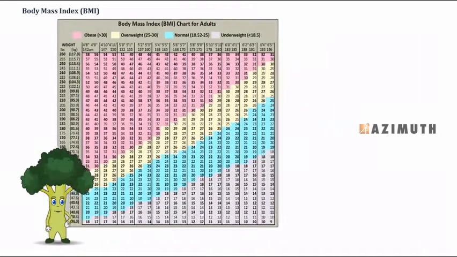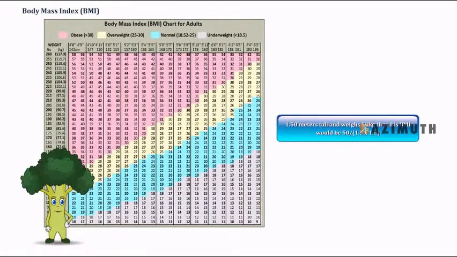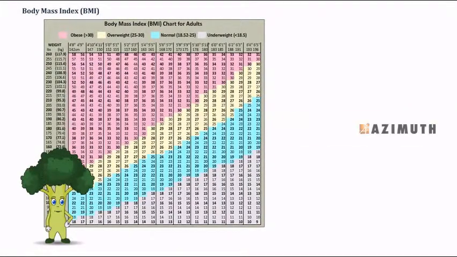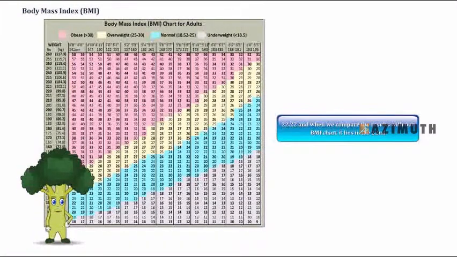For example, if a person is 1.5 meters tall and weighs 50 kilos, then his body mass index would be 50 divided by 1.5 into 1.5. We get the result 22.22. And when we compare the result with our body mass index chart, it lies in the 22nd percentile of the BMI chart, which is in the normal category.